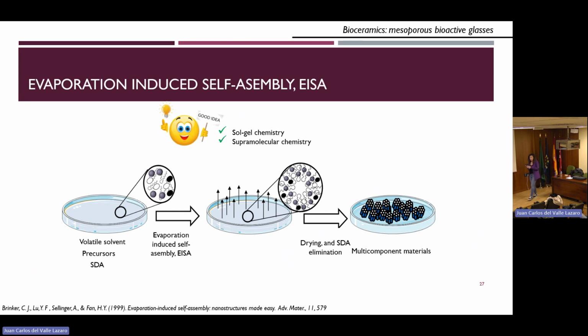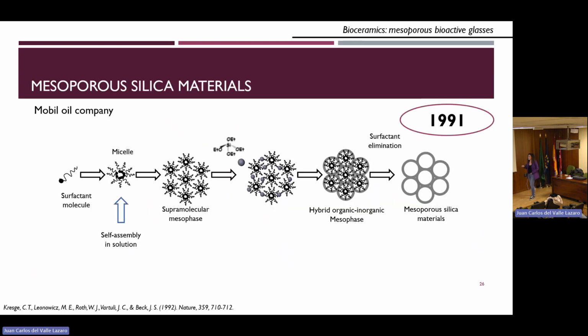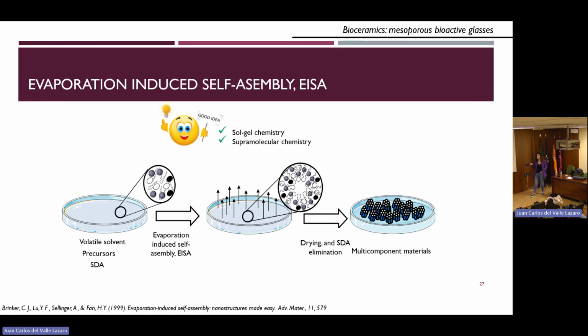Now, combining bioactive glasses, sol-gel glasses, mesoporous synthesis like the creation of mesoporous silica materials, and the evaporation-induced self-assembly method, combining all this expertise, we were able to create multi-component materials that are also porous. This is where we started to prepare mesoporous bioactive glasses. Using a volatile solvent, adding the precursor and, as a structure director agent, a surfactant, and waiting for the matter to organize, we get the final structure.